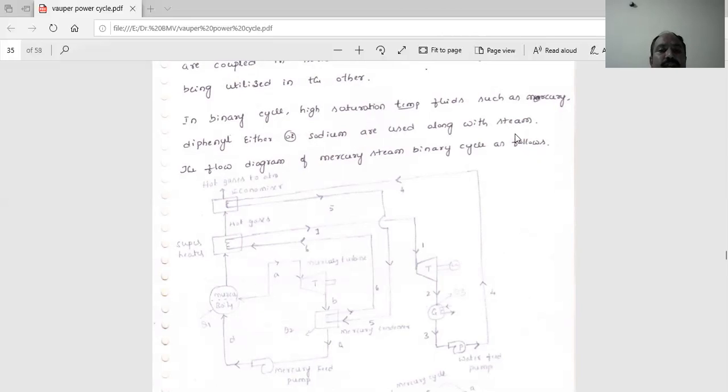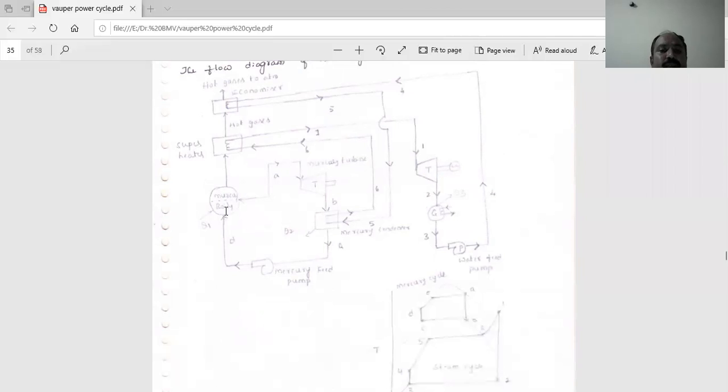Once again I can explain it here. In the mercury boiler we supply heat, and it produces mercury steam. Then it is passed to the mercury turbine, where the expansion process takes place from A to B. The expanded mercury steam is passed to the mercury condenser, where the condensation process takes place. The condensed mercury fluid is fed to the boiler through a pump.